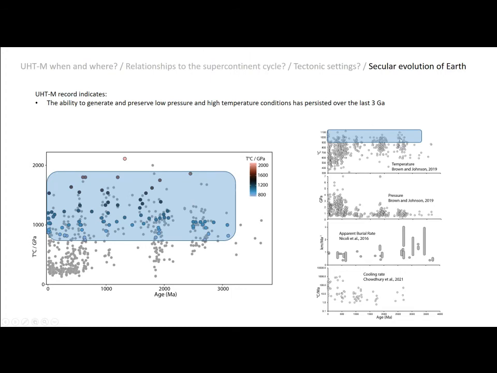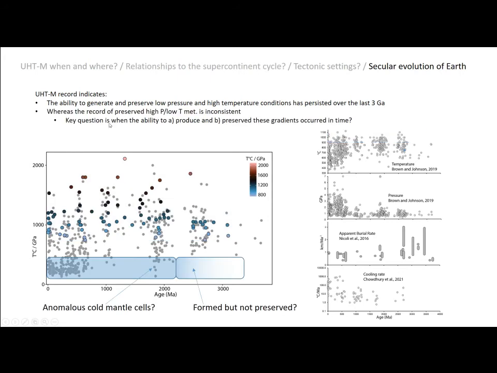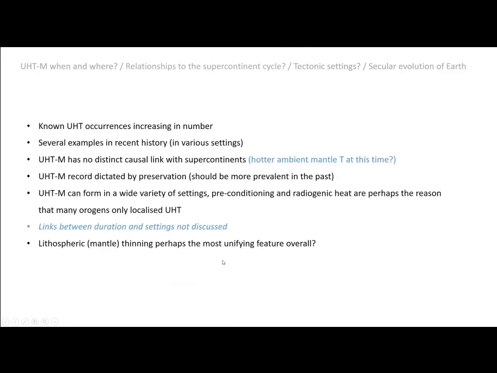Here we can see a rather constant maximum temperature of metamorphism through time. Which leaves two ongoing questions, because the record of preserved high pressure and low temperature metamorphism is actually more inconsistent in the record. The key question is, when does the ability to produce and also preserve these gradients occur in time? And that's something we're going to hear more about during this conference.